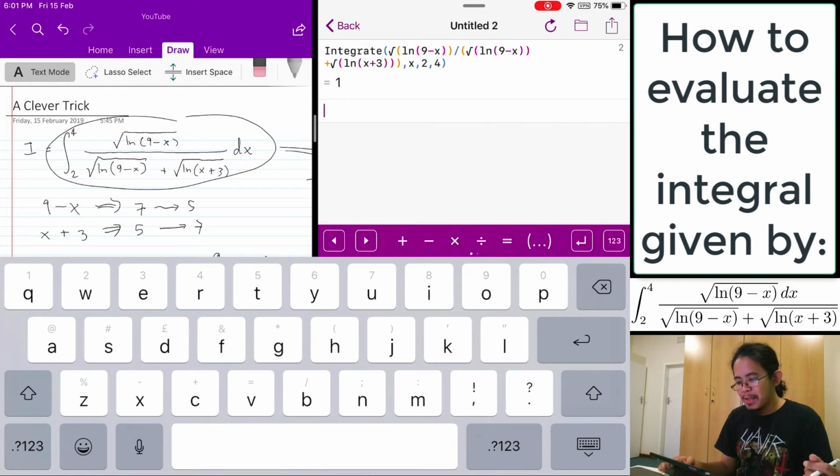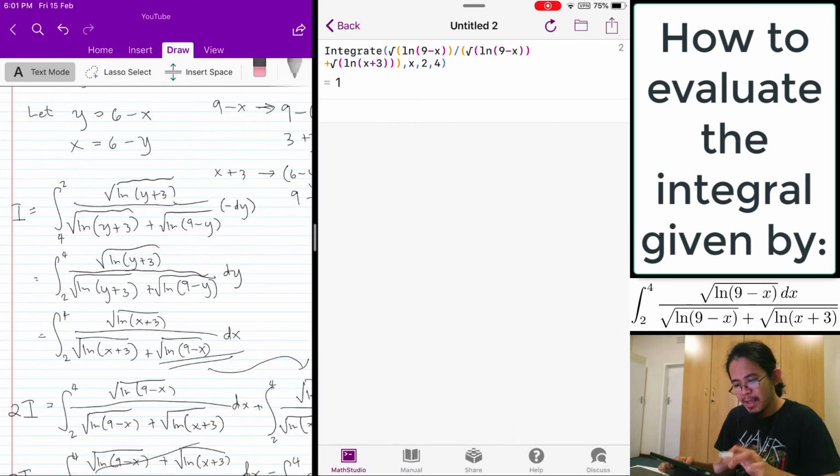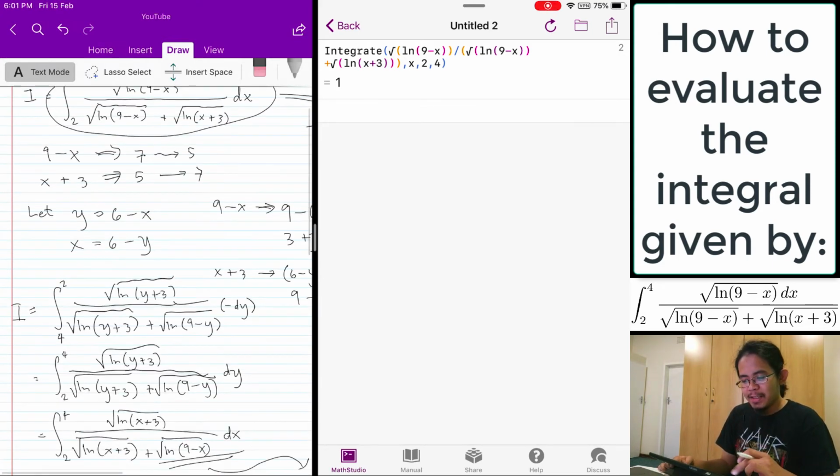Okay, so the integral is equal to 1. However, if you notice, there's nothing actually special about this. The only thing that is special about the functions square root of ln of 9 minus x and square root of ln of x plus 3 is that they are continuous from 2 to 4. Between 2 and 4, their values don't become infinite or take on crazy values. They're not discontinuous from 2 to 4. That's the only property that we're requiring.